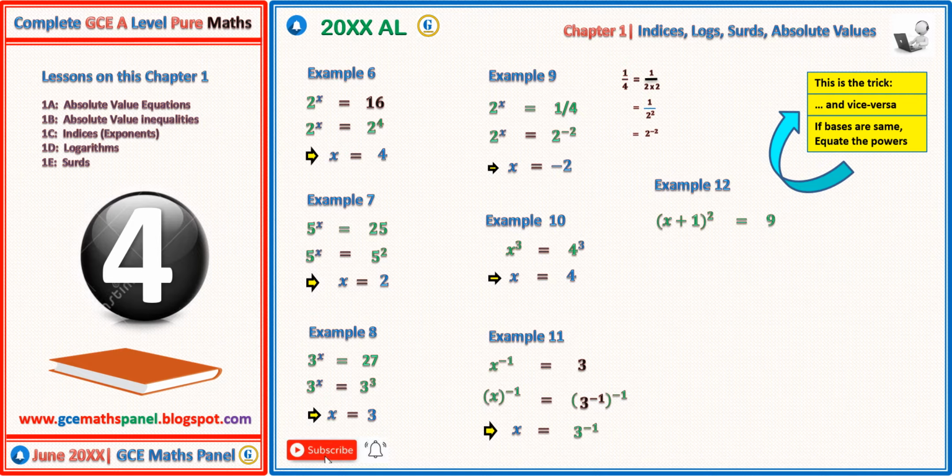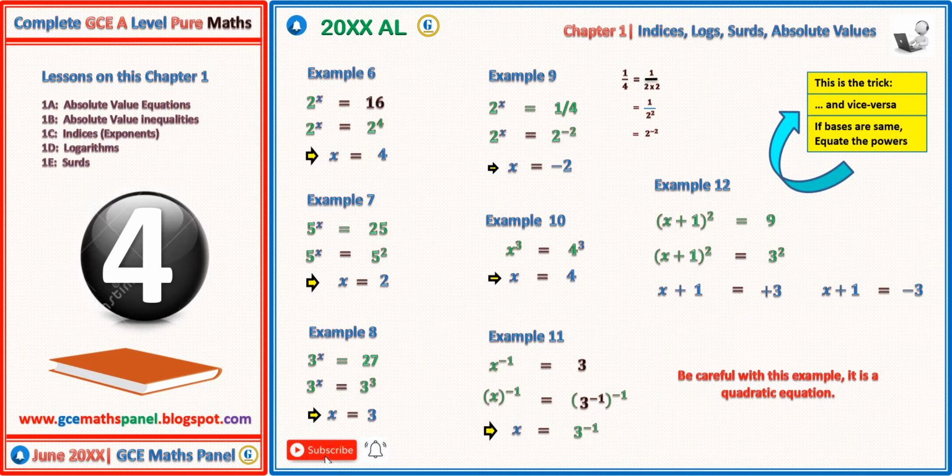Example 12. In this particular case, we should take note because this is a quadratic equation and the roots should be 2, which can be distinct or identical. So x plus 1 to the power 2 is the same as 3 to the power 2, and x plus 1 will give us plus 3, or x plus 1 equals minus 3. Why is this? Because the square root of 3 to the power 2 is either plus 3 or minus 3. And when we solve this, we will have the values of x to be plus 2 or minus 4. You can equally test this in the given equation.